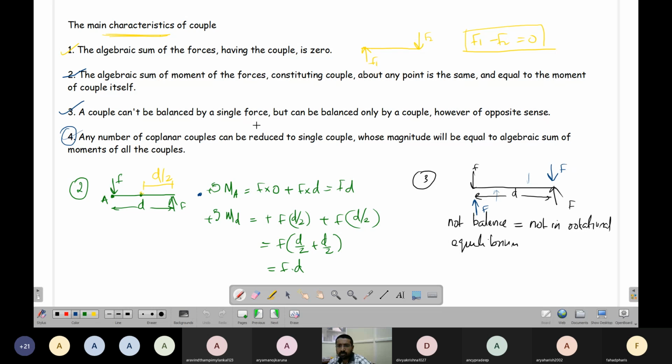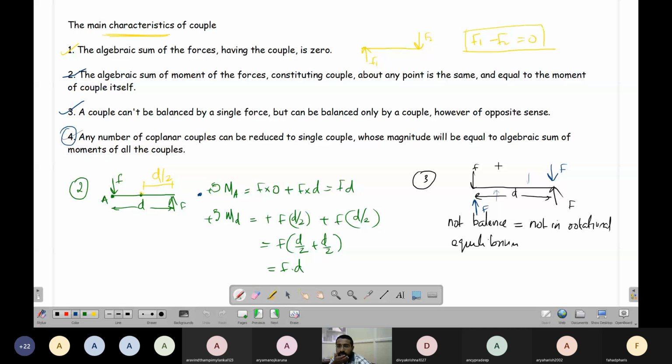A couple can't be balanced by a single force, but can be balanced only by a couple, however, in the opposite sense. A couple makes the body rotate. To nullify it, we apply an equal moment of a couple in the opposite direction.